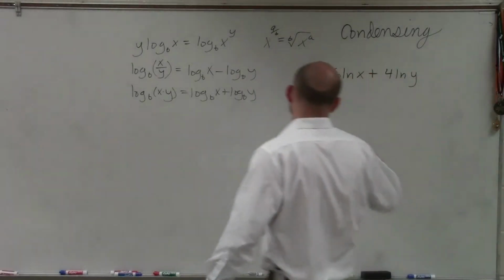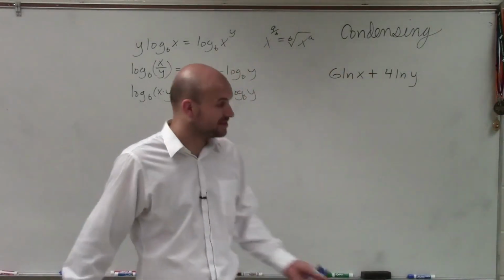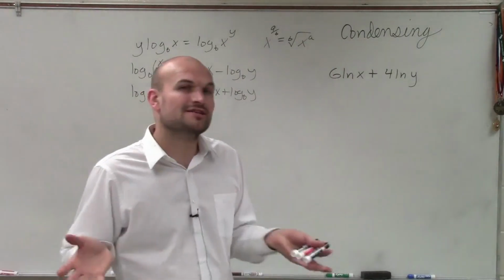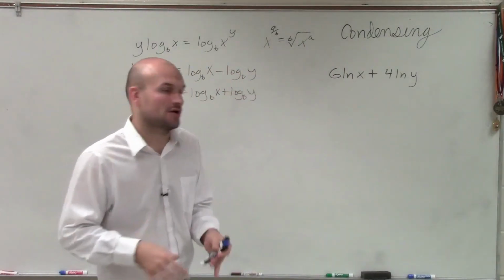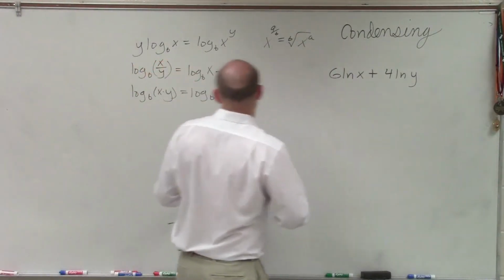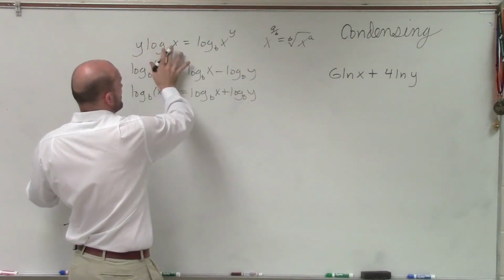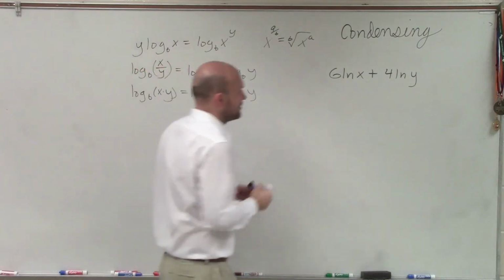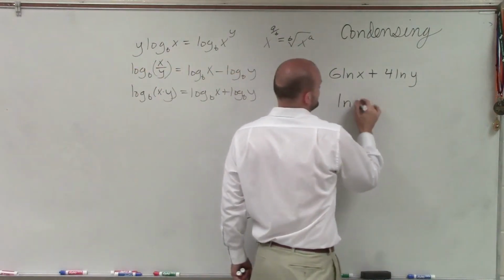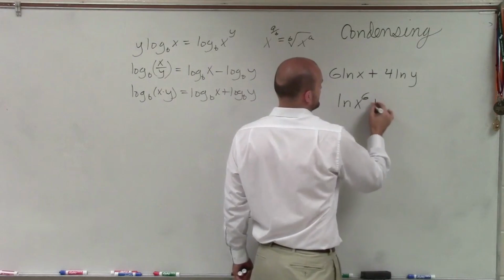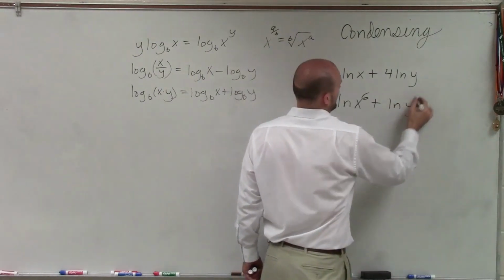So, ladies and gentlemen, this is a problem. What I have is 6 ln of x plus 4 ln of y. What we want to do is condense this down to one single logarithm. To do that, the first property we're going to apply is our power property, which says if we're multiplying a number by a logarithm, we can raise that as our power. So I'm going to rewrite this as ln of x to the 6th plus ln of y to the 4th.